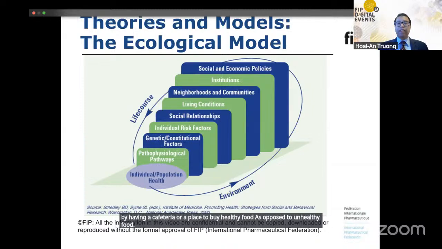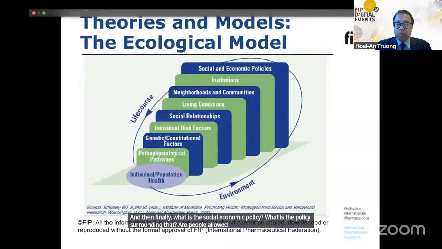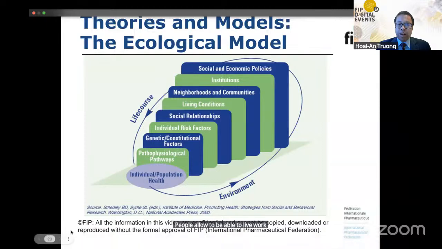And then finally, what is the socioeconomic policy? What is the policy surrounding that? Are people allowed to smoke indoors or outdoors only? Are people allowed to have a lunch break, to take a walk, to exercise rather than sitting in front of the computer all day?